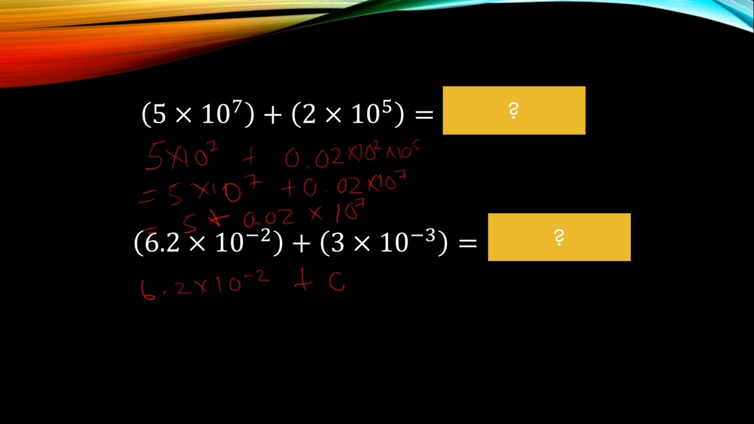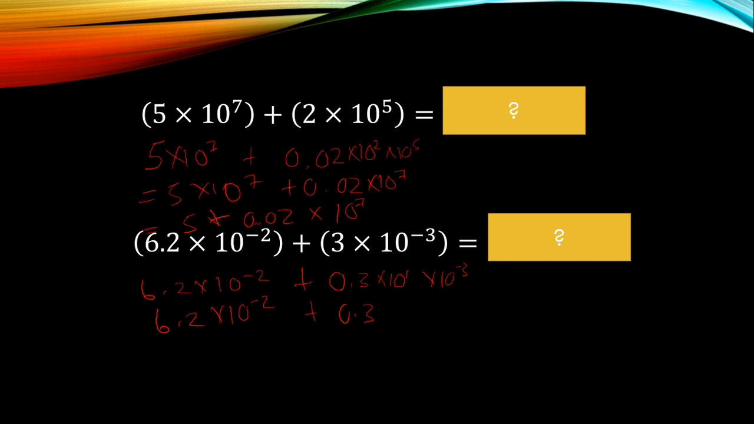So we can rewrite 6.2 times 10 to the power minus 2 plus. Now we need to convert this number so that the power of 10 can also be minus 2. So for it to be minus 2, we can rewrite this number as 0.3 times 10 to the power 1 times 10 to the power minus 3.